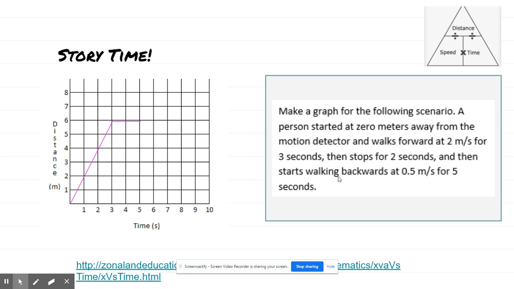Finally, the person walks back at half a meter for every second and does this for 5 seconds. So half a meter every second. So there's a second, half a meter. 1 more second, half a meter. 1 more second, half a meter down. 1 more second, half a meter. And finally, we finish up. Okay?